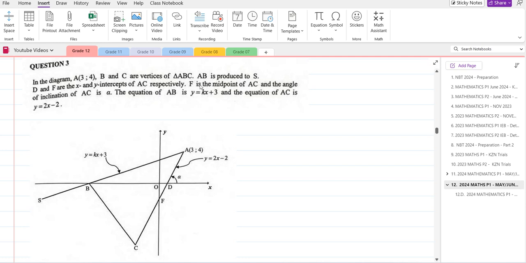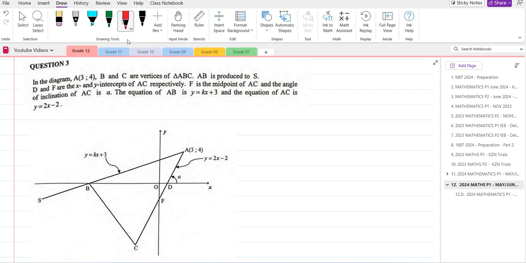Anyways, F is the midpoint of AC. Very important information. F is the midpoint of AC. So let's go and put a midpoint here. Alright. F is the midpoint of AC, and the angle of inclination of AC is alpha, as we see here. Can we find the angle of inclination? Yes, we can. We can say tan alpha is equal to the gradient of this line, which is 2. Right, so we know how to find alpha. Right, so far so good.